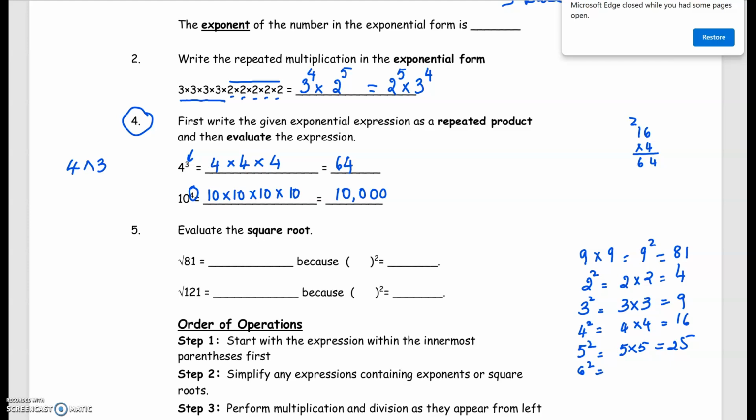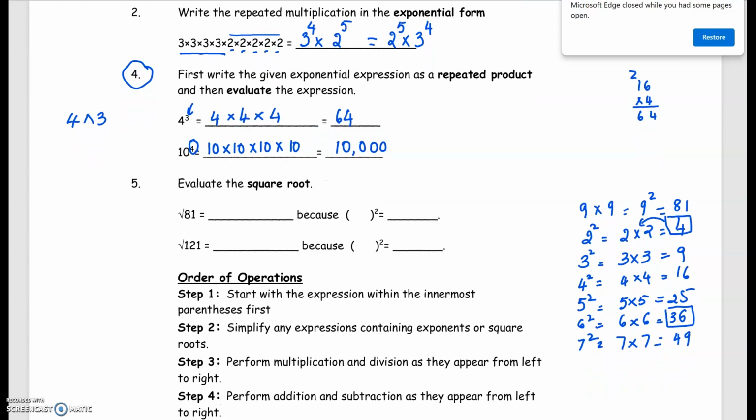6 squared. Make sure you memorize these squares. So 6 times 6 is 36. So when you see a 36, you have to recognize that it's a square of a whole number. And in this case, it's a 6. 6 times 6 is 36. When you see a 4, you have to remember that it is a square because 2 times 2 is a 4. It's 2 squared. 7 squared is 7 times 7, and that is 49. So 49 is called a square. It's a square of 7.